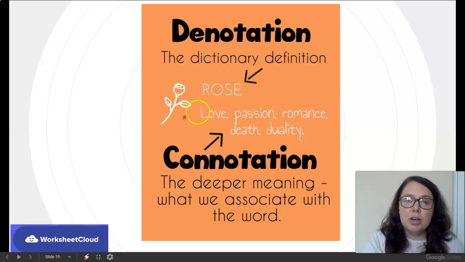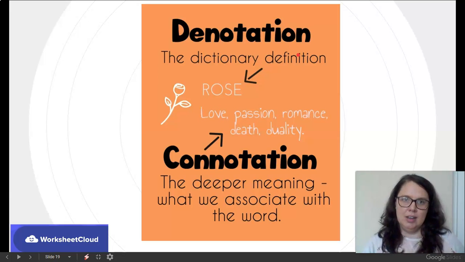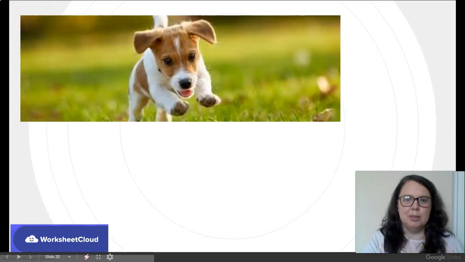So if I had to look up the word rose in the dictionary, the denotation would say a flower, it has a stem, thorns, you can find it in various colors, all very factual. But if we look at the connotation of rose, you think of love, beauty, romance. So denotation is the dictionary, connotation is your association. We're going to look at an example.